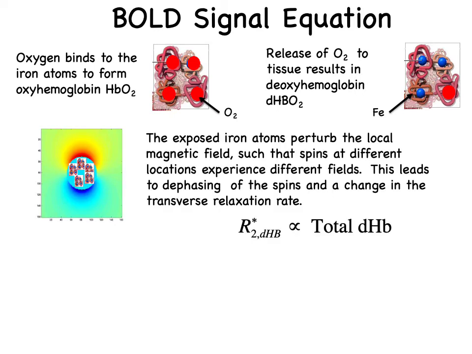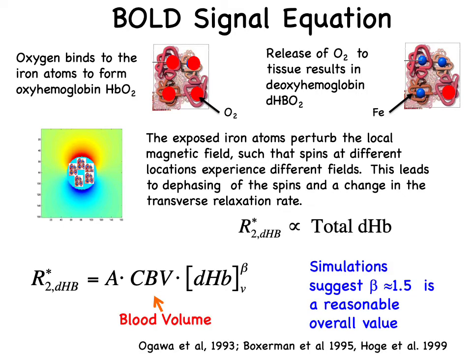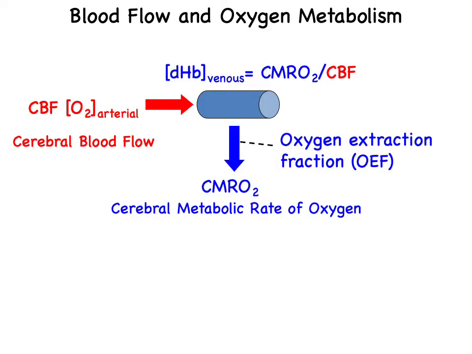The exposed iron atoms perturb the local magnetic environment, causing spins to precess at different frequencies and dephase over time. This dephasing leads to decay in the transverse MRI signal. As a result, the effective transverse relaxation rate is proportional to the total amount of deoxyhemoglobin. This in turn is proportional to cerebral blood volume and the concentration of deoxyhemoglobin raised to a power of approximately 1.5. The concentration of venous deoxyhemoglobin is given by the ratio of CMRO2, which is the cerebral metabolic rate of oxygen, and CBF, which is cerebral blood flow.